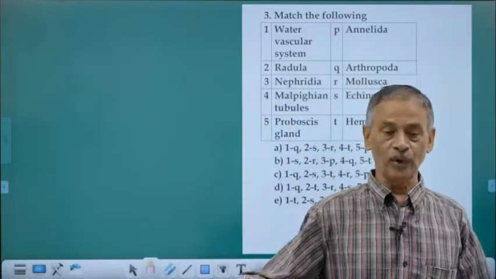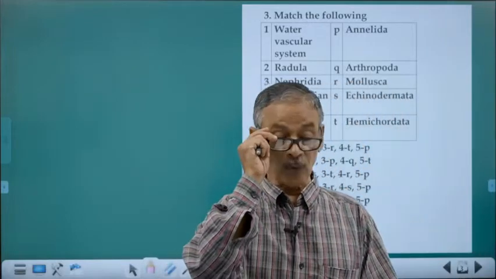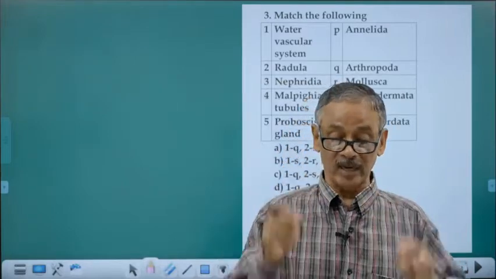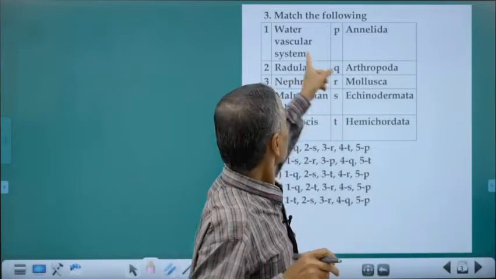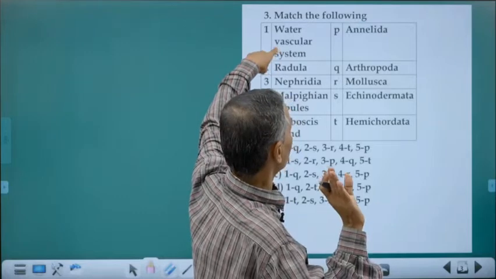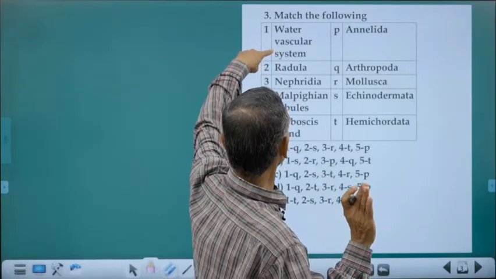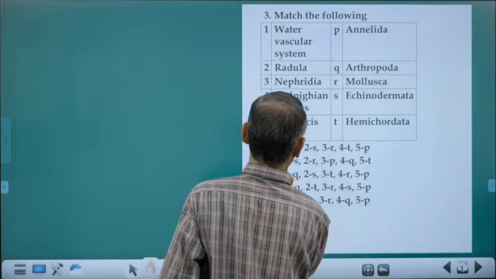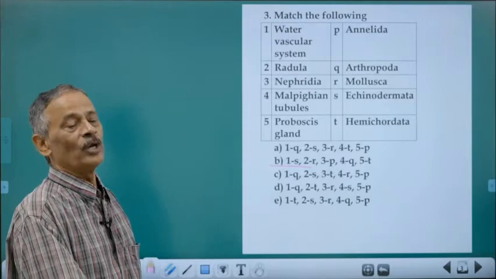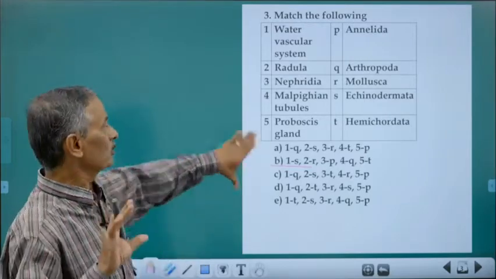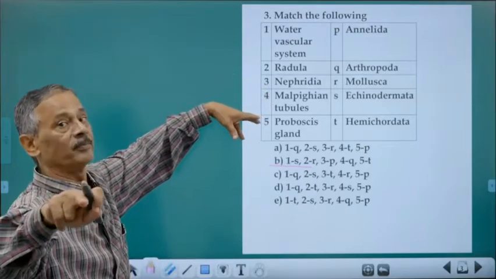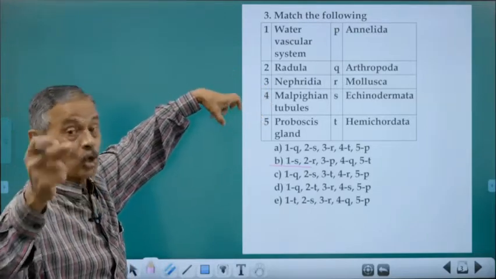Again, match the following. Remember, always the match the following questions should be answered very carefully. Water vascular system, where is it present? Water vascular system is present in echinodermata. So, one should be yes. Now you are all lucky. Why? Because there is only one option where one is yes. So, even without going to the others, you can answer it. Thus, you can save time when you are short of time.